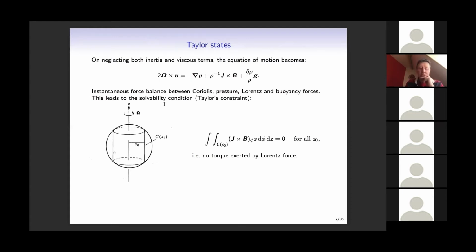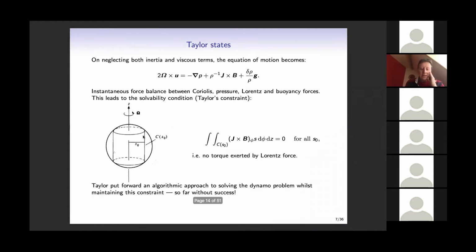If you integrate the azimuthal component of this around a cylinder, it must vanish. And so you have a constraint, the so-called Taylor's constraint. The azimuthal components of the Lorentz force integrated around a cylinder, any cylinder, all cylinders, must vanish. And Taylor put forward a nice approach to solving the dynamo problem whilst keeping his constraint.